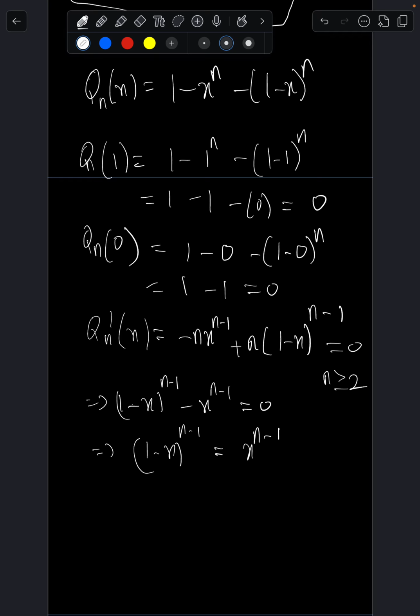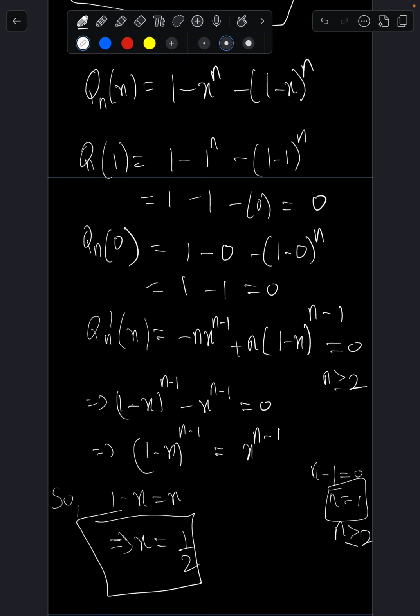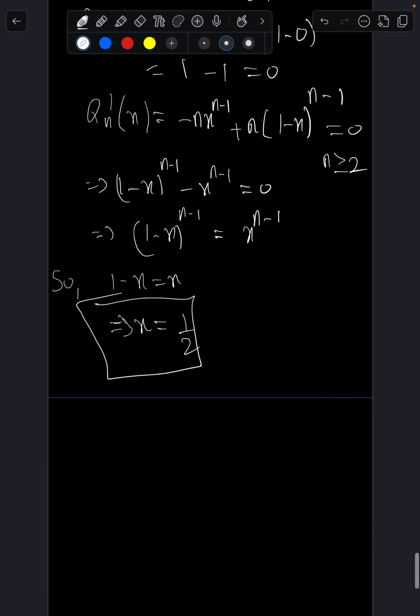If you have the same power, that means that either n minus 1 is equal to 0 or 1 minus x is equal to x. n is equal to 1 is not possible because n is greater than or equal to 2. So 1 minus x is equal to x. This implies that x is equal to 1 by 2. This function has only one turning point, critical point.